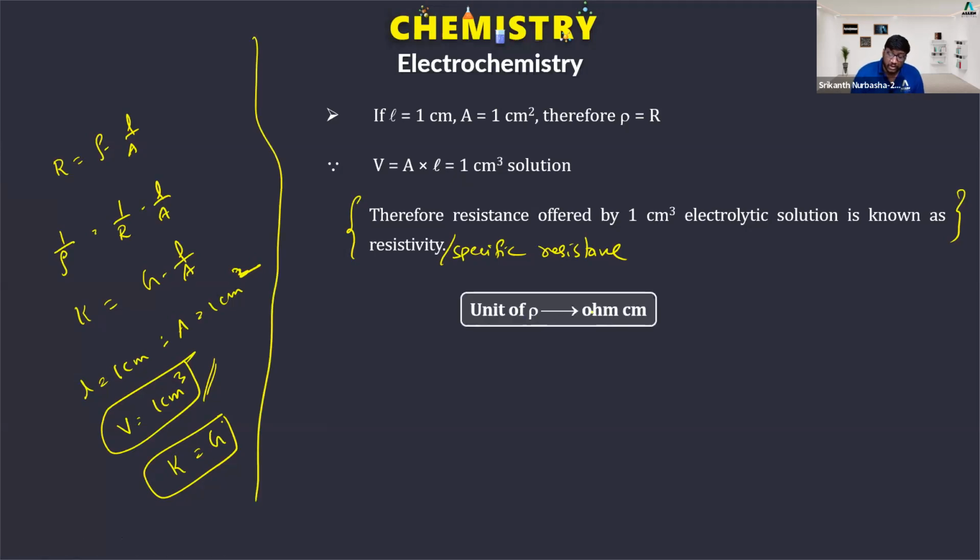Unit of rho. What is the unit of rho? R is equal to rho into L by A. So rho is equal to R into A by L. So rho is equal to R into A by L, which is ohm into centimeter square divided by centimeter. So ohm centimeter, or ohm meter. So the unit of rho is ohm centimeter. The unit of K will be ohm inverse centimeter inverse.